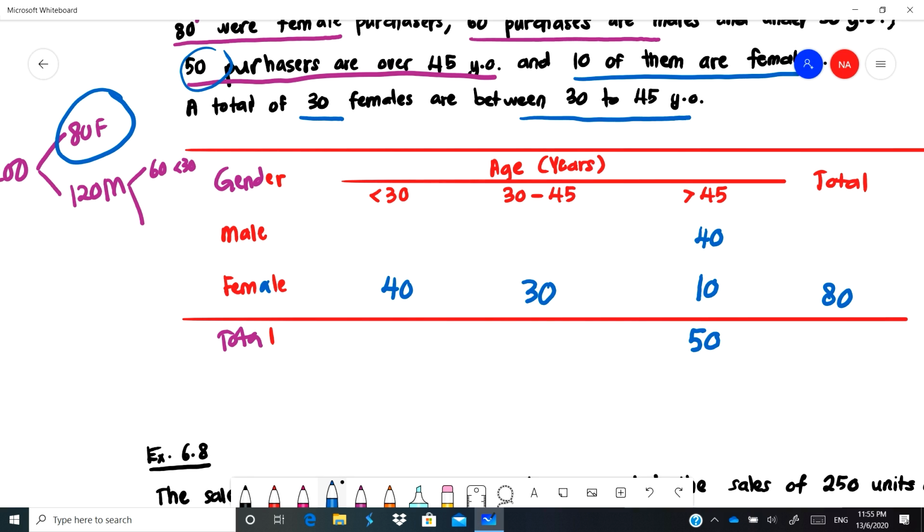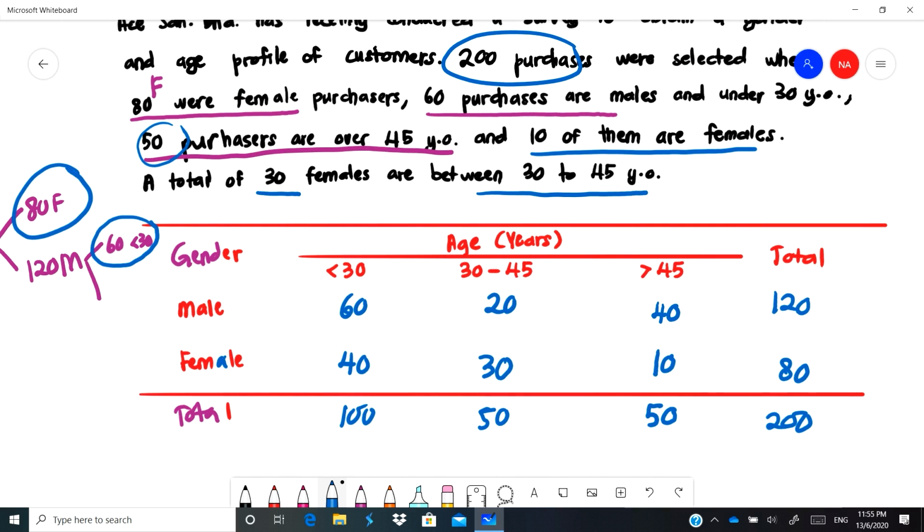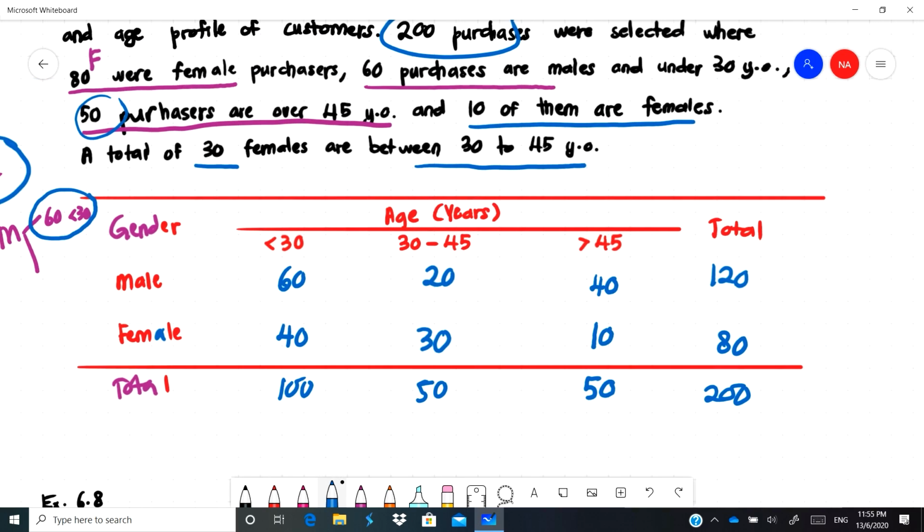And the total number for males will be 120, and we know that for less than 30 years old will be 60 people, so this will be here. To get this, 120 minus 60 minus 40, you get 20. If you add 60 plus 40, you get 100. This one 30 plus 20, you get 50, and the total number should be 200, which is the total number of purchases. So that's how you do the contingency table.